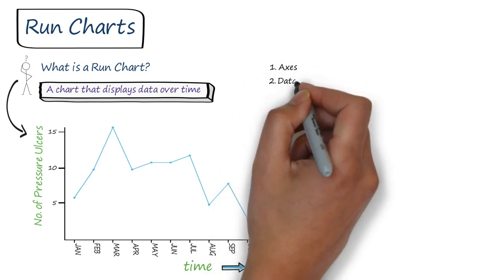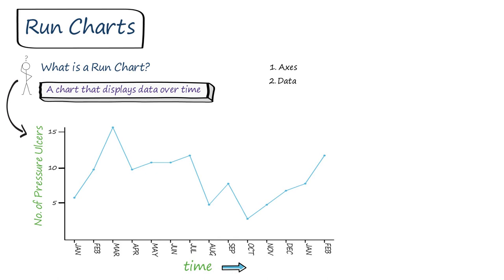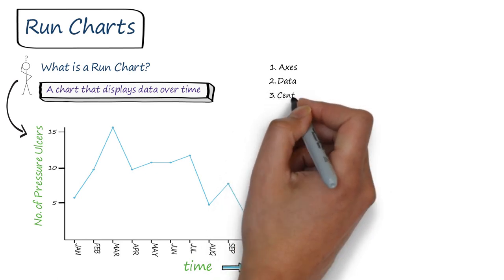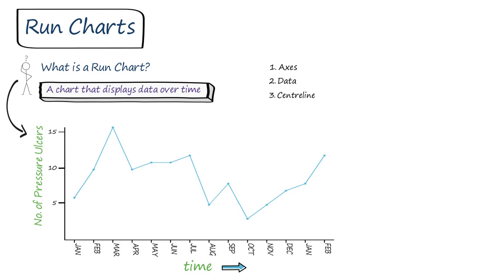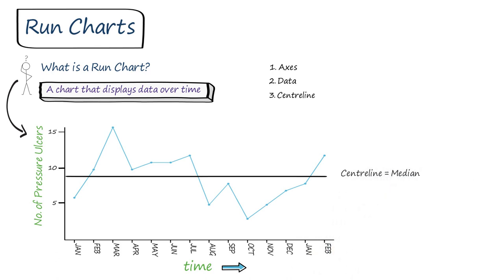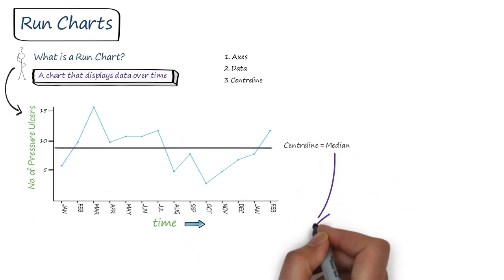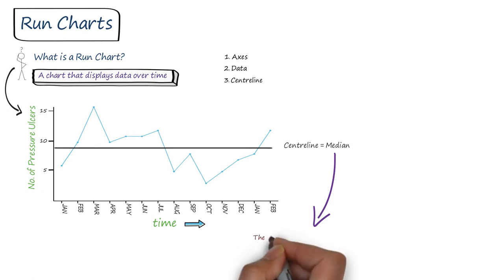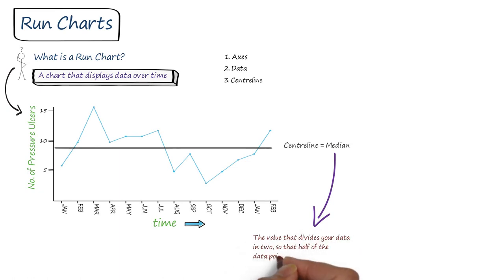So we've touched on the first two things, the axes and the data. The third thing that makes up a run chart is the center line. And on a run chart, the center line is the median. It's not necessary to have a detailed mathematical description of the median, so we'll simply remember that the value that divides your data in two is the median, so that half the data points are above and half the data points are below.